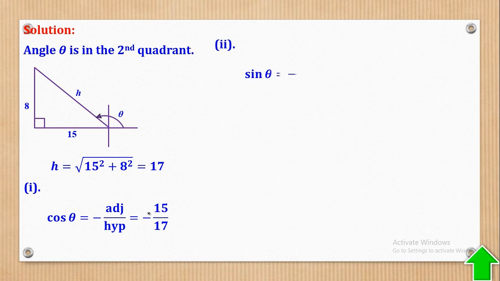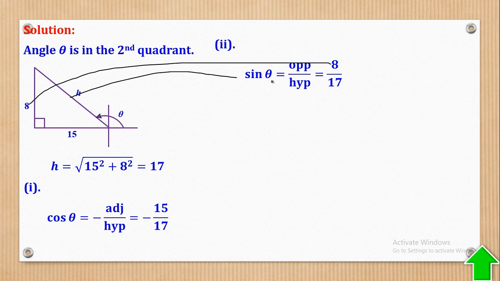Then we shall go to sine. Sine is opposite over hypotenuse, but in the second quadrant sine is positive. That is why you don't see any negative there. The opposite was 8 and the hypotenuse was 17.